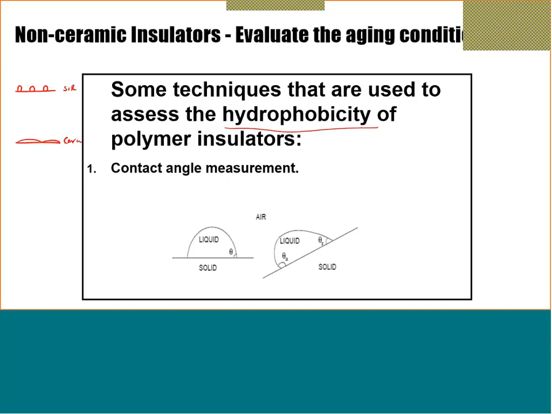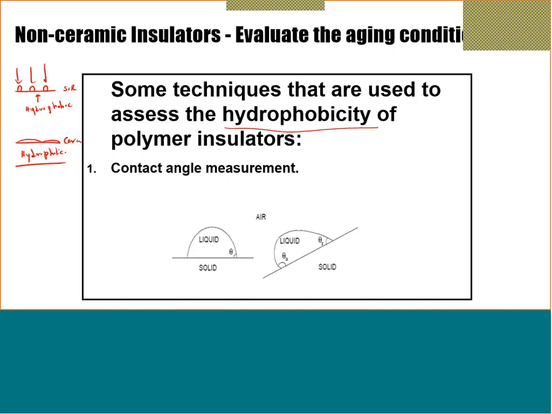Why? Because of the surface. This is called hydrophobic, but this is hydrophilic. So what is the advantage of this? When you have the water droplets as discrete as this, there is no continuous path on the surface for a leakage current that will lead to a flashover, as we have seen. But here, because the water is almost continuous, there is a path for the current from the high voltage to the ground, and this will lead to a flashover.